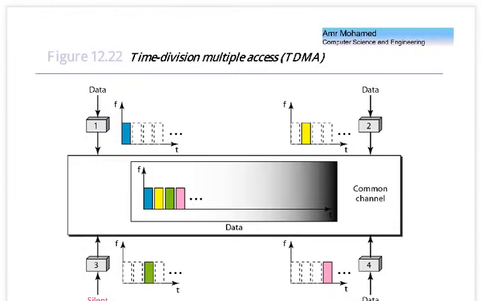Another problem here, which is very critical, is what we call synchronization. So we said that these time slots are divided equally between the nodes, right? So the problem here is that you always have a beginning of each time slot here.